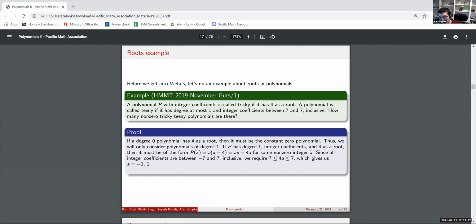So all of our integer coefficients have to be between -7 and 7, though. So what this means is that -7 must be less than 4a, which in turn must be less than 7, which means we only have 2 possible values for a, -1 and 1. That works because our coefficient for the constant part is between -7 and 7 here. Since there are 2 values of a, there are going to be 2 of these polynomials.